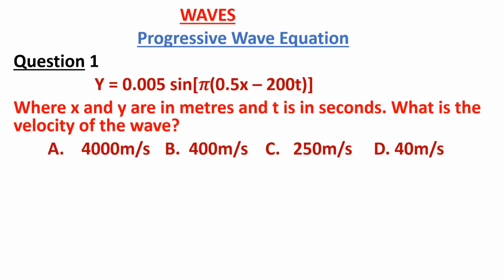The progressive wave equation. Now we're given this equation and we are asked to find what? We are asked to find the velocity of the wave. To find the velocity of a wave, we need to get the parameters we need before we can be able to find the velocity of the wave.